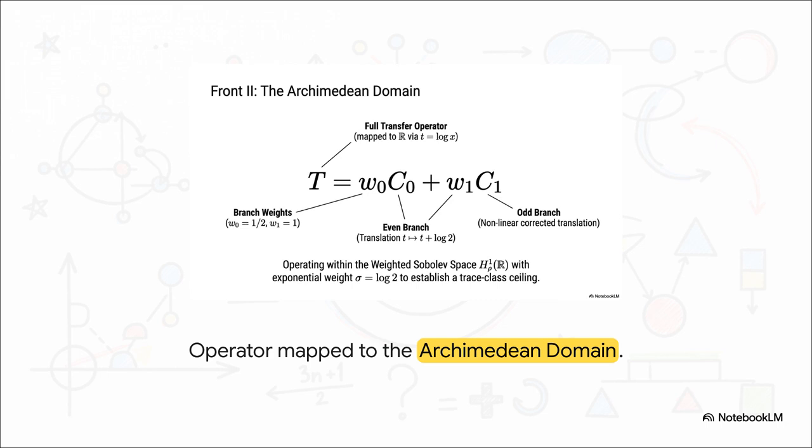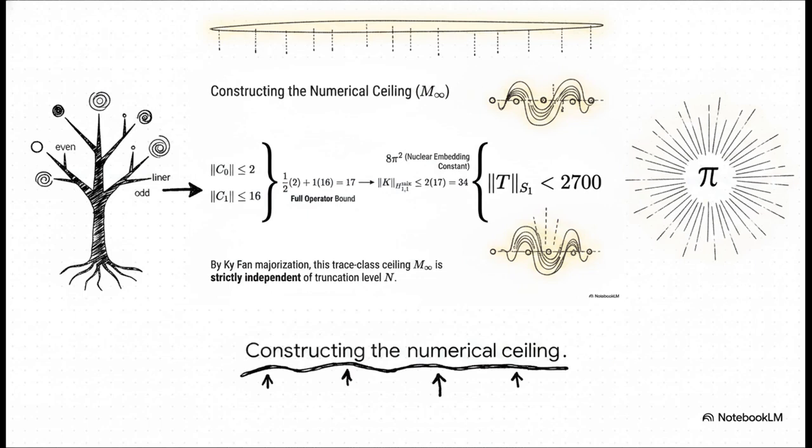We map the dynamics onto the real numbers using a logarithmic coordinate change where t equals log x. We're now operating within a weighted Sobolev space with an exponential weight of log 2. The full operator becomes a weighted sum of the inverse branches, effectively mapping out the smooth, continuous magnitude expansion of the system. By analyzing these branches, we can calculate a definitive, level-independent trace-class ceiling.